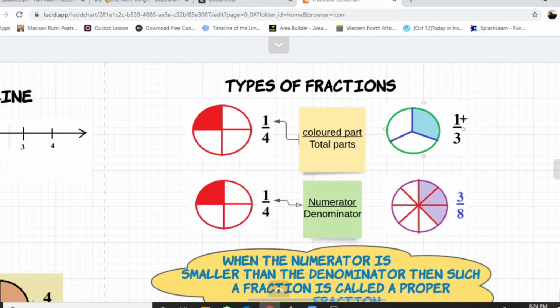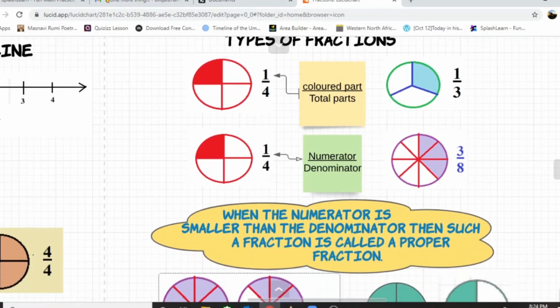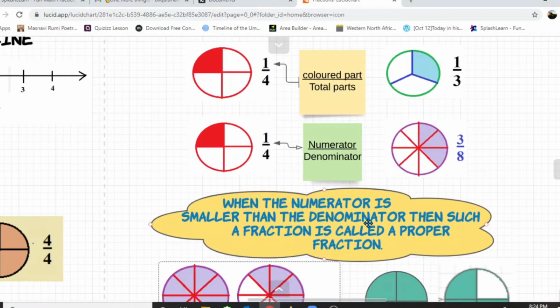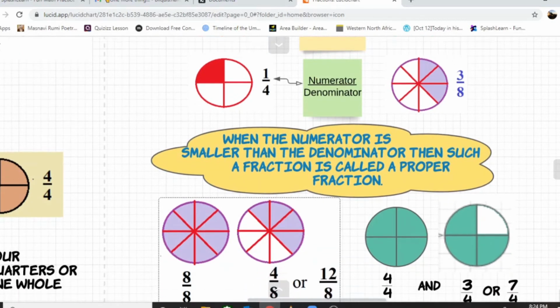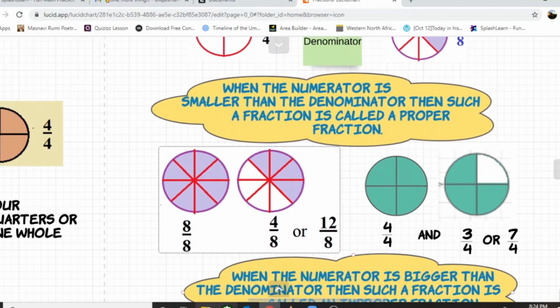See the pattern here. All the examples have a smaller numerator and a bigger denominator. The numerator is smaller than the denominator. So when the numerator is smaller than the denominator, then such a fraction is called a proper fraction. Let's see another example of a fraction.